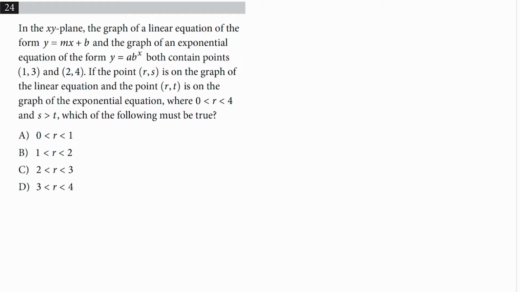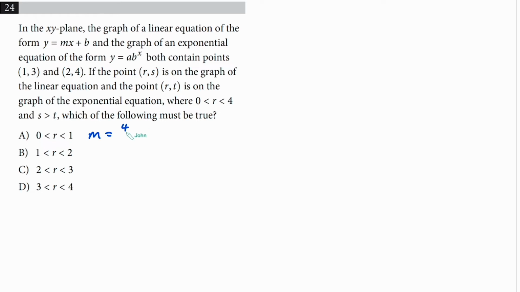All this talk about r's and s's and t's is just a fancy way of asking for what values of x is the linear function greater than the exponential function. The conventional way of finding this is to use the 2 points to solve for the two equations, and then use Desmos to see where the linear function is greater. So let's start with that.